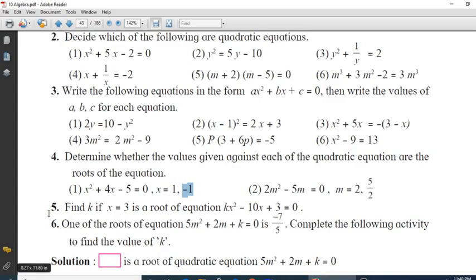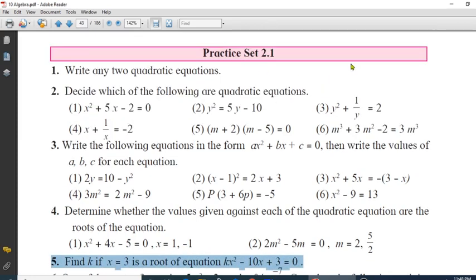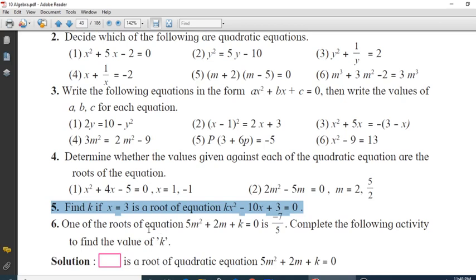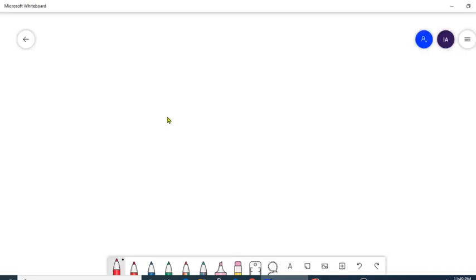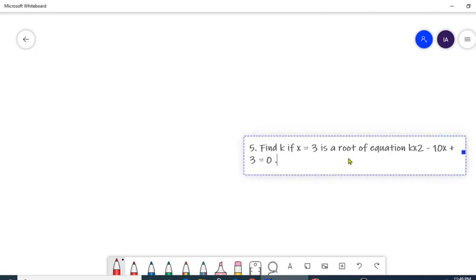Again, now I am going to question number 5 of exercise number 2.1. What does this equation say? Find k if x is 3 is the root of the equation kx square minus 10x plus 3 equals to 0. So this is the given question. I'll take this question on my sheet.